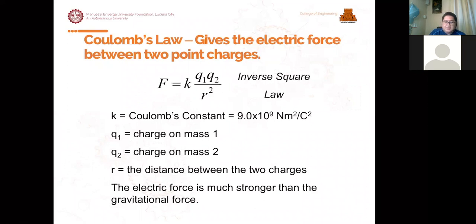No? Hindi yan Celsius, no? So be mindful of that. Baka akalain nyo Celsius yung sa ilalim. No? That is Coulomb. Okay? Then Q1 is a charge of mass 1, Q2 is charge of mass 2.